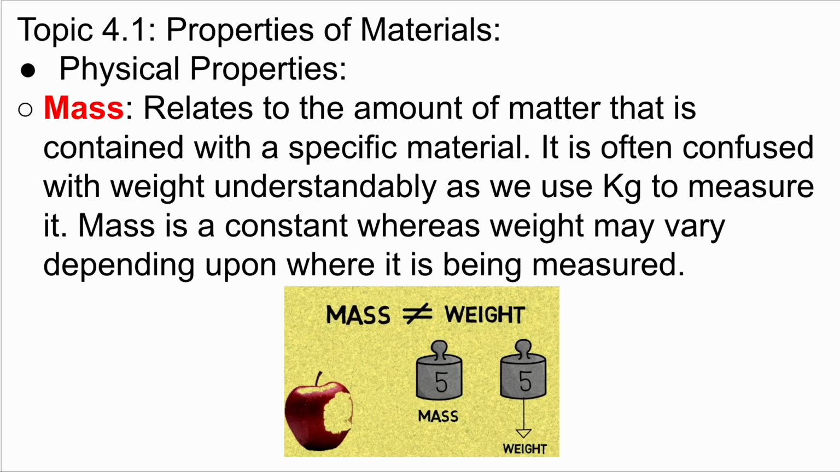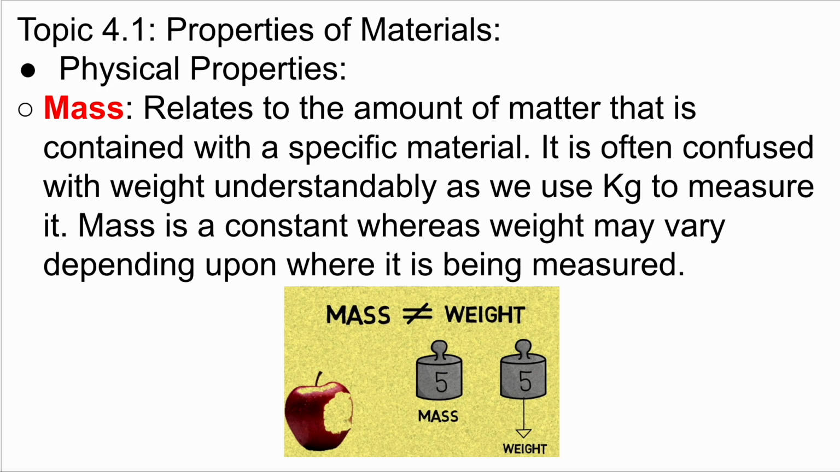The first physical property that we need to consider is mass, and mass relates to the amount of matter that's contained within a specific material. It is often confused with weight, and we need to be careful of this, understandably, as we use kilograms to measure it. And we also use kilograms to measure weight. But mass is constant, whereas weight will vary depending on where it's measured.